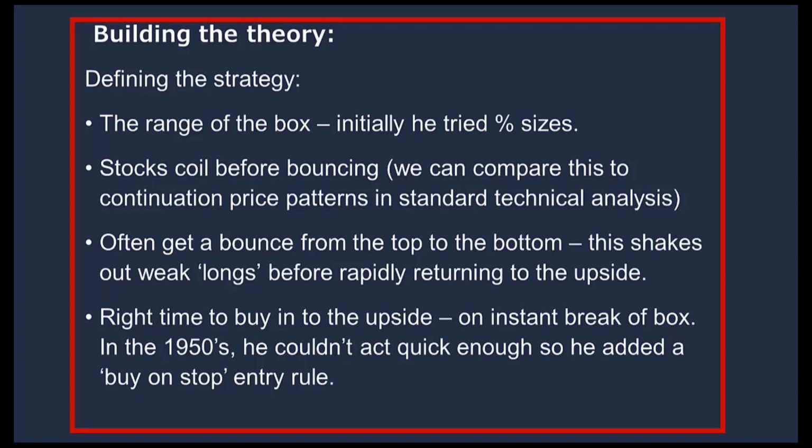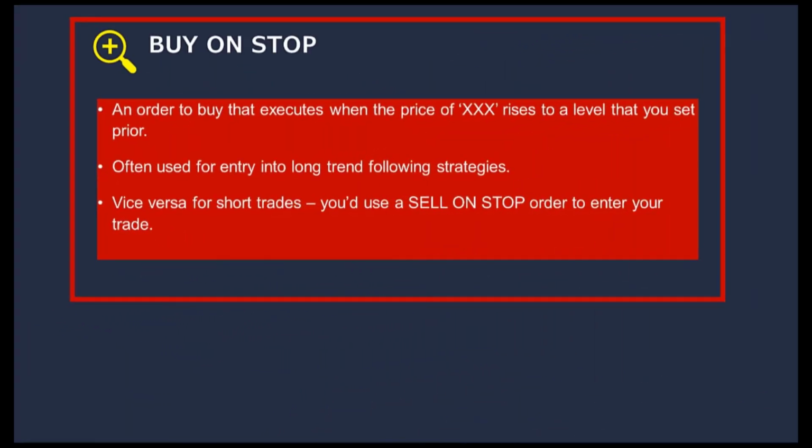So he then added in a new rule that all his trades would be placed using orders, and especially a buy on stop entry order. What is a buy on stop order? Well, that's an order that executes itself automatically when the price rises to a level that you have set prior to that event occurring. And it's very good for entry into long trend following strategies. The opposite of this is the sell on stop order, and again that would be for people looking to go short or sell the market, maybe for a longer term trend following approach.